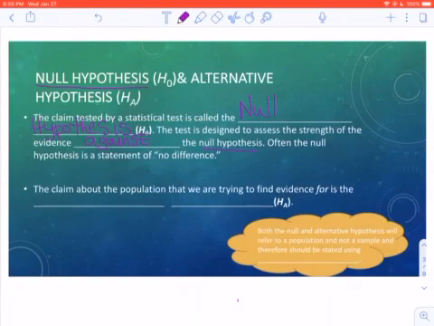Usually the null hypothesis is a statement of no difference or just the status quo. Then the claim about the population that we are trying to find evidence for is called the alternative hypothesis, and you can see that that is denoted with a little a subscript on the H. Since the null and alternative hypotheses are both referring to a population and not a sample, when you state them, you're going to be using the population parameter symbols, so either mu or p.